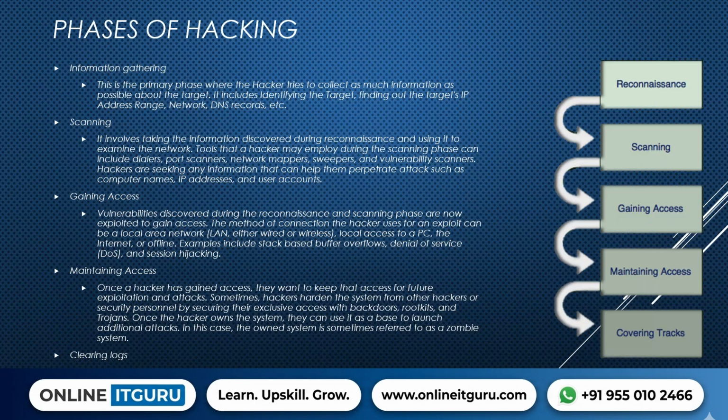Then lastly, we clear the logs so we don't get caught doing what we've done. We trace all the attacks with log files and intrusion detection alarms. Examples of this include steganography, the use of tunneling protocols, and altering the log files. And yeah, that's what we learned so far.